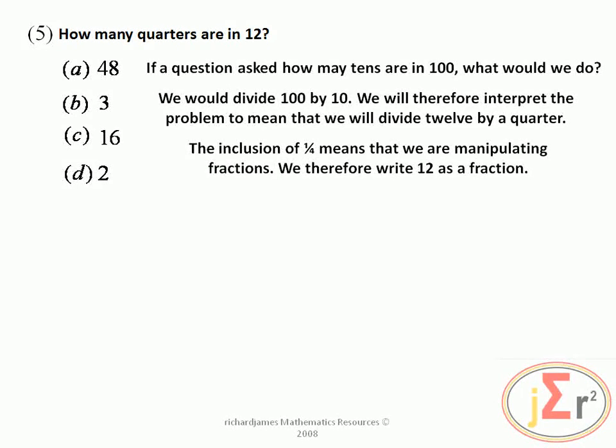The inclusion of a quarter means that we are manipulating fractions. We therefore write 12 as a fraction. So, because we are working with fractions, of course we have a quarter. Then if we convert everything to fractions, then everything will just be fine. Now, Jerry, how do we write 12 as a fraction? That is a long answer, Jerry, but it is correct.